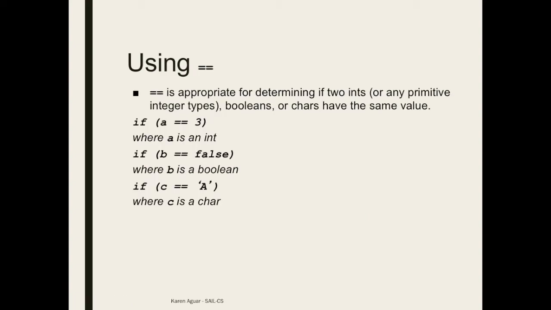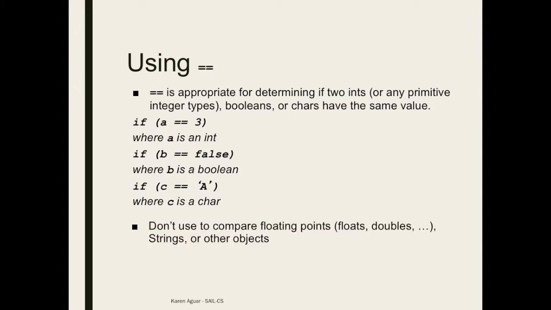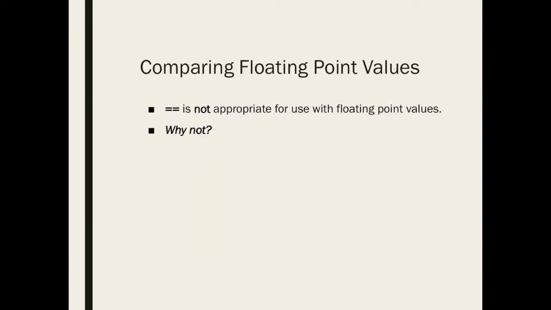Okay, so now we're going to talk about using the comparison operator equals equals. We've seen that equals equals is appropriate for determining if two ints, or any of the other primitive integer types like longs or bytes, are the same. Also for booleans or chars to see if they have the same value. And we've looked at a couple different examples of things like that. We've said that you cannot use equals equals when comparing floating points, so floats or doubles, or any object, which includes a string. So why can't we use equals equals to compare floating point values?